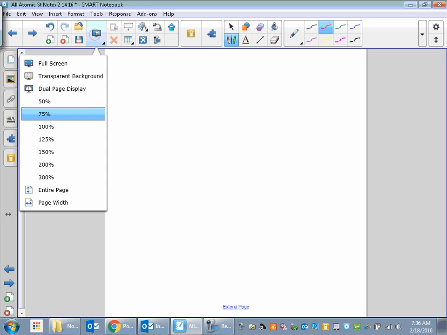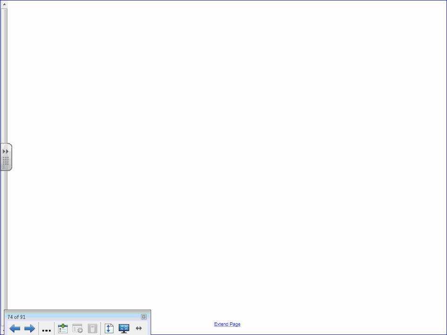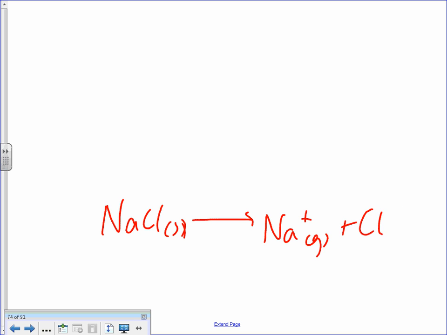Okay, so if this is what we want, the lattice energy of sodium chloride, which is the energy it takes to break it into its 2 ions, gaseous and gaseous. How do we get there?